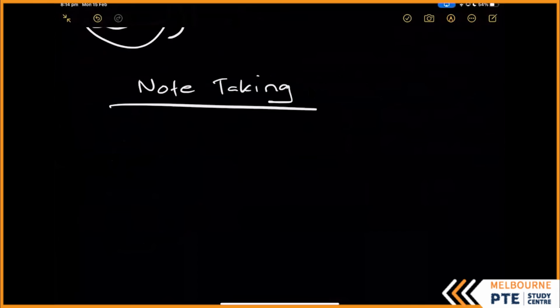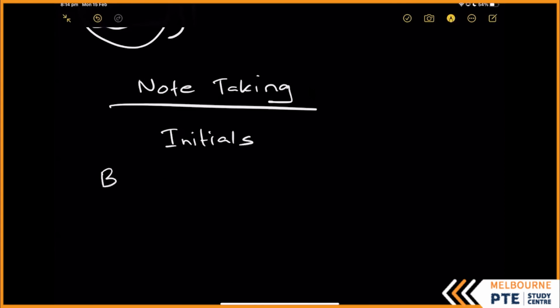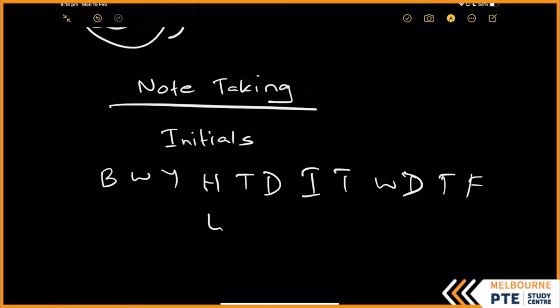All right, so whenever we listen to an audio, whether it's repeat sentence or write from dictation, we have to take notes. There's no other way. So how are we going to be taking notes? Based on initials. So what do I mean by initials? Basically, what you have to do is write down the first letter of the word. So when you listen to the sentence, you just need to take the notes in initials.